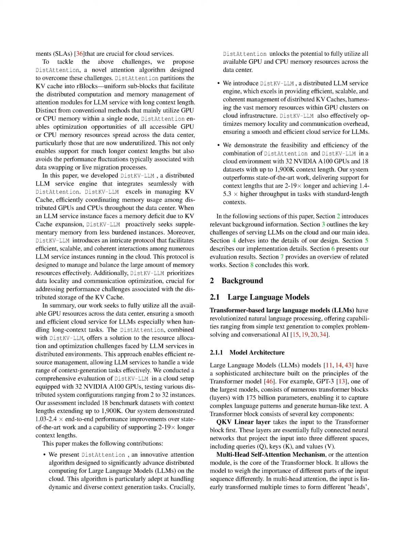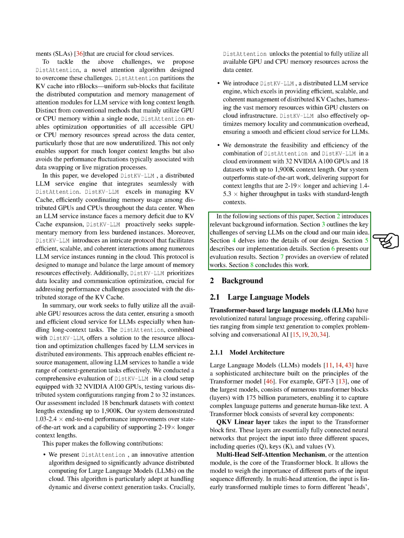Section Summary. Large language models, LLMs, are crucial for advancing AI applications, but their dynamic nature poses challenges in resource allocation for LLM cloud services. To address this, we propose DistAttention, an attention algorithm that partitions the key value, KV-cache, into sub-blocks, enabling distributed computation and memory management across the data center. We also introduce DistKV-LLM, a distributed LLM service engine that efficiently coordinates memory usage among distributed GPUs and CPUs, effectively managing the KV-cache and optimizing data locality. Our evaluation shows that our approach outperforms state-of-the-art work, supporting context lengths that are 2 to 19 times longer and achieving higher throughput in tasks with standard length contexts.